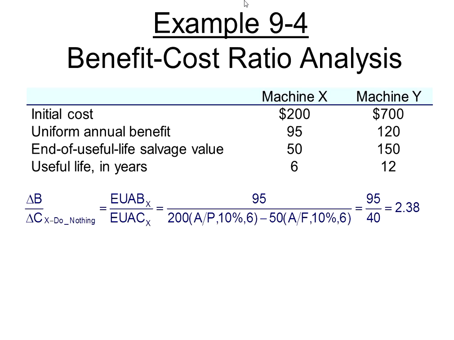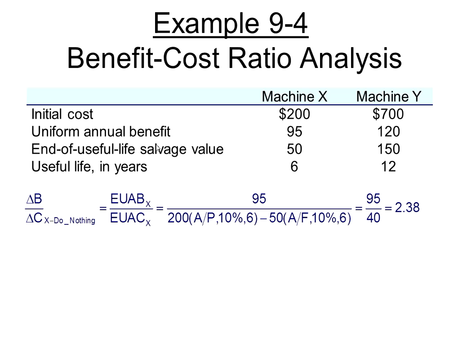So what we do is compute the benefits. The benefit is 95. This is annual benefit, already annual. But we also want to find the cost. There are two values that go into cost: one, the initial cost, and then the salvage value, which is going to reduce the cost.